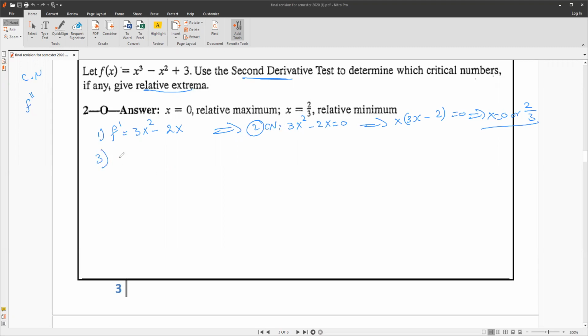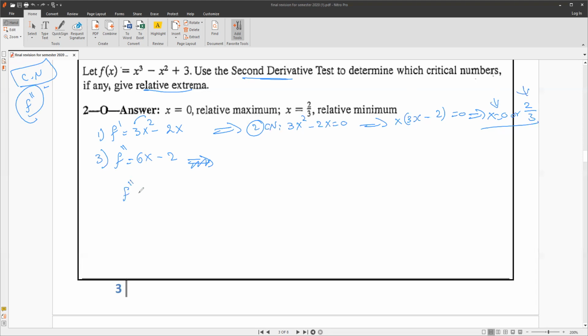Third step, I have to find the second derivative. He told me I need the critical number. From where do we get the critical number? From the first derivative. From where do we get the second derivative? From the first derivative by applying the rule of differentiation. It would be 6x minus 2. So, no, I don't need the inflection point. I need only to replace by these critical numbers in the second derivative.